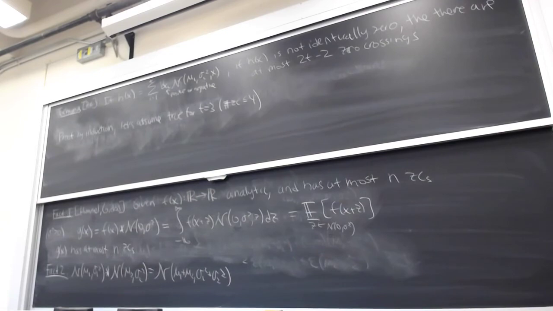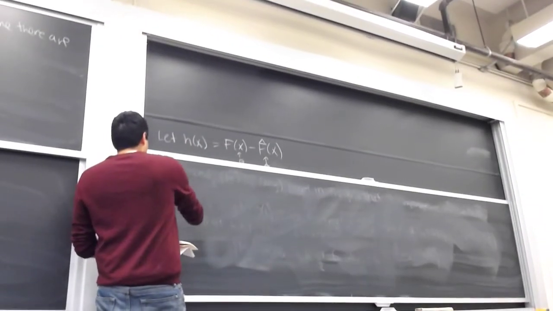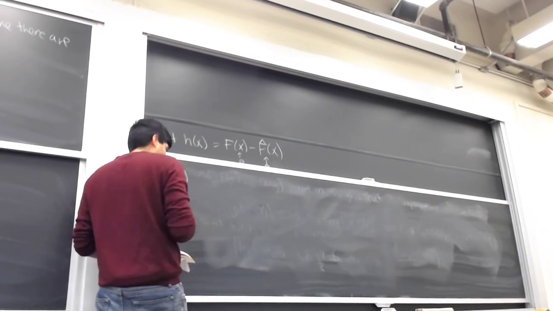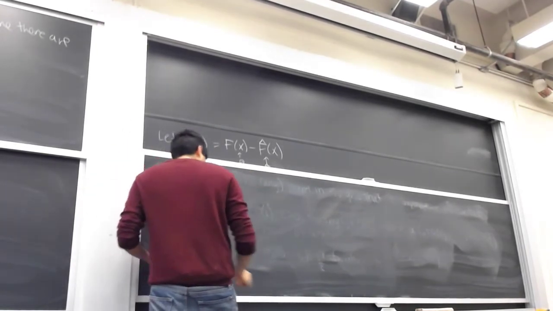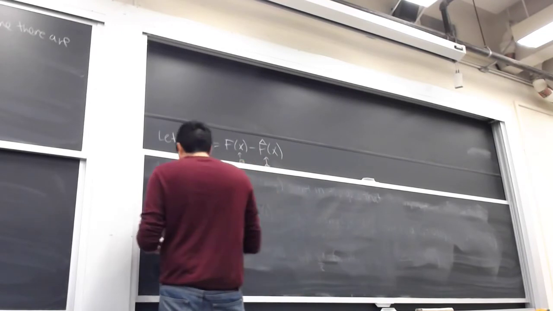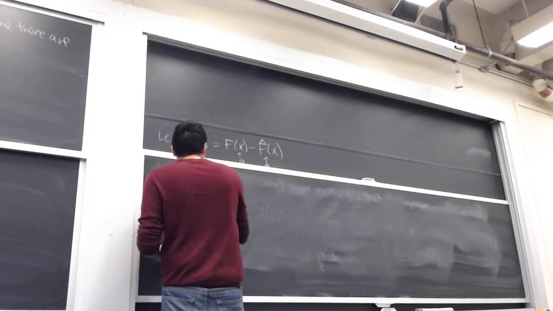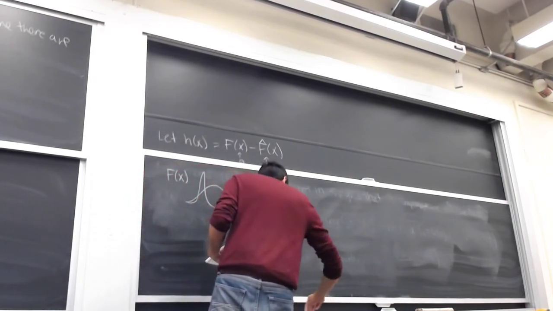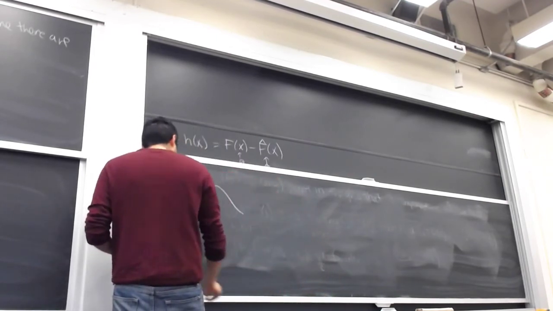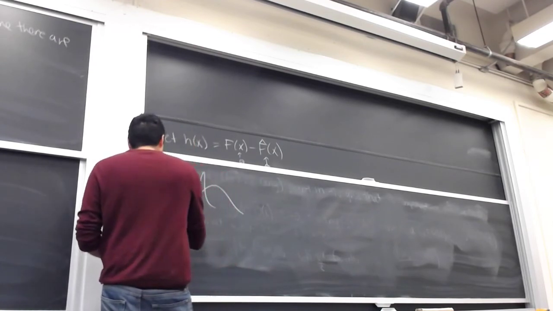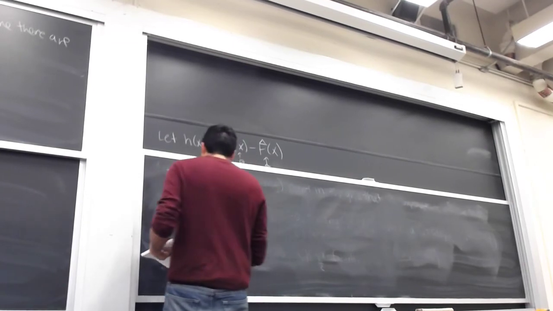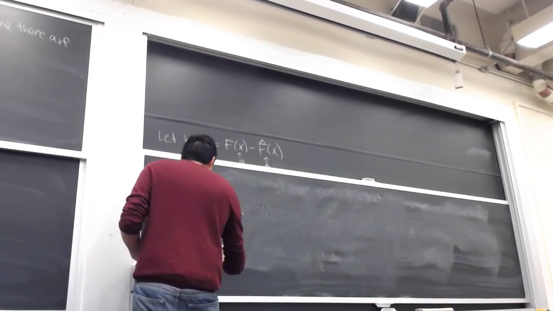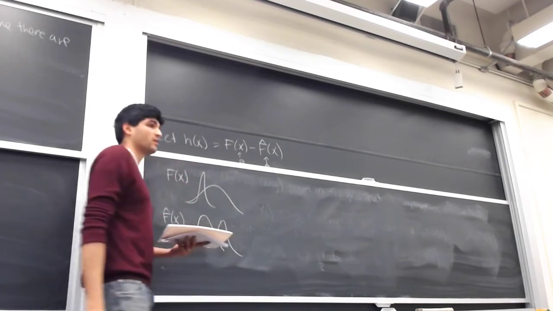Let's do a proof by picture, so that's a lot easier. So let's take f of x, and let's just let it be the following mixture of two Gaussians. And now let's take f hat of x, which is some other mixture of two Gaussians, which maybe looks like this.